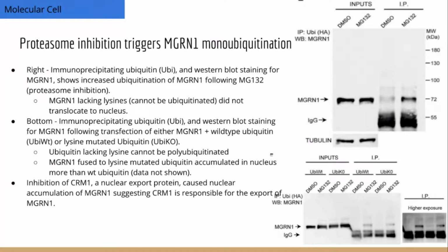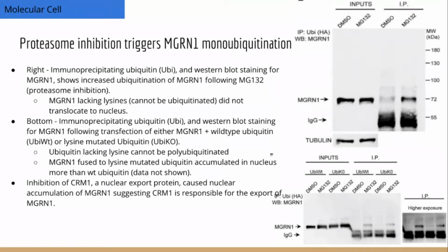To test this, they screened MGRN1 for ubiquitinated lysines using mass spectrometry, and then they mutated all of these lysines to arginines such that MGRN1 could no longer be ubiquitinated following MG132 treatment. And these MGRN1 proteins that lacked lysines could not translocate to the nucleus following MG132 treatment, suggesting that ubiquitination is critical for the process of translocation.